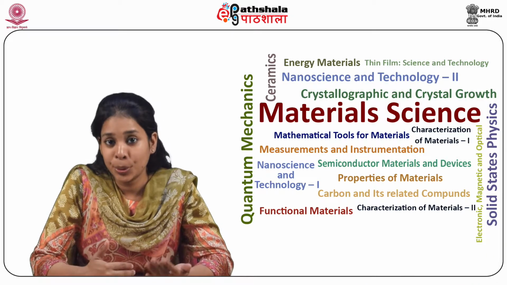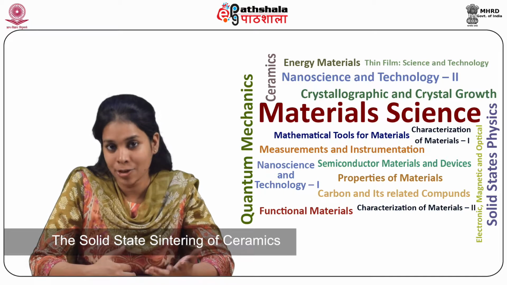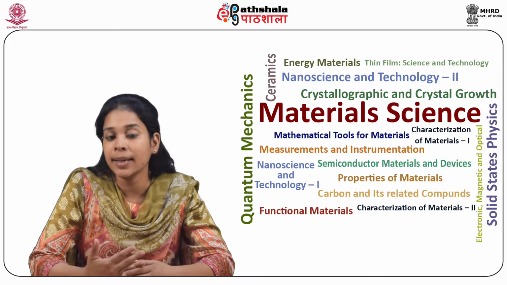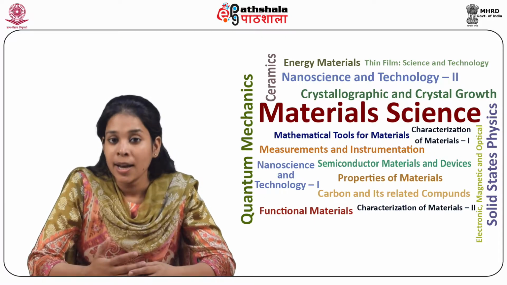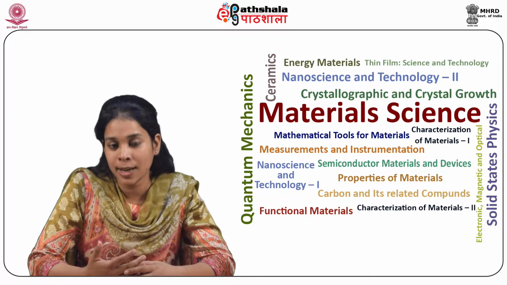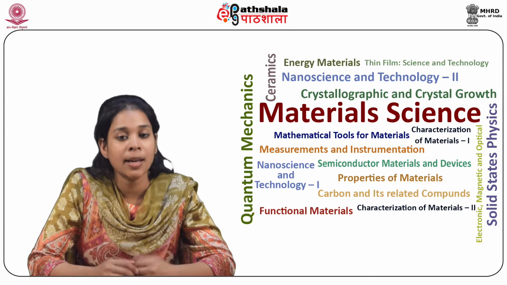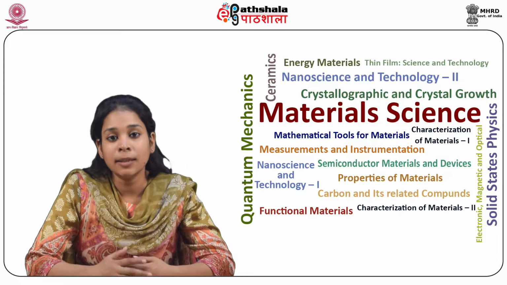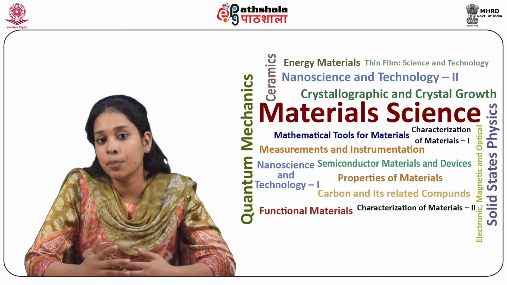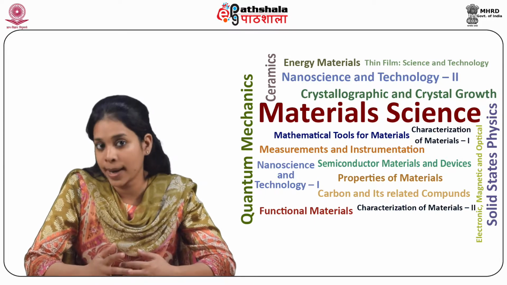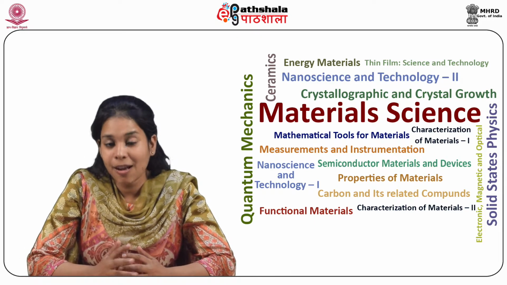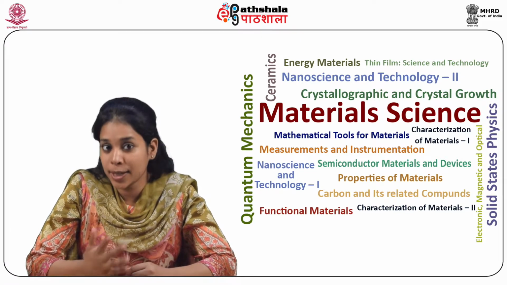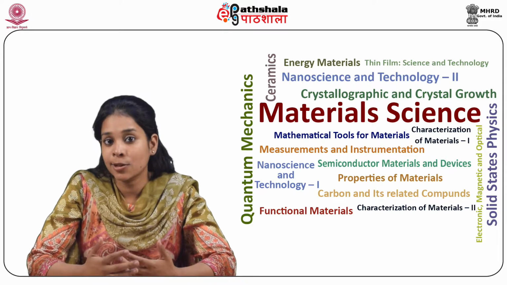In the last two modules, we discussed the solid state sintering of ceramics. In most cases, this is carried out without an external pressure. However, in techniques called hot pressing and hot isostatic pressing, an external pressure is applied to further improve the sintered density or for some composites which cannot be sintered otherwise. So in hot pressing, a uniaxial pressure is applied, while in hot isostatic pressing, the applied pressure is isostatic.